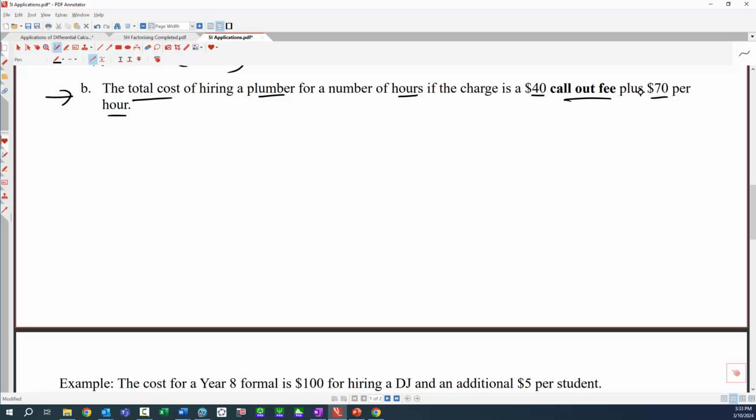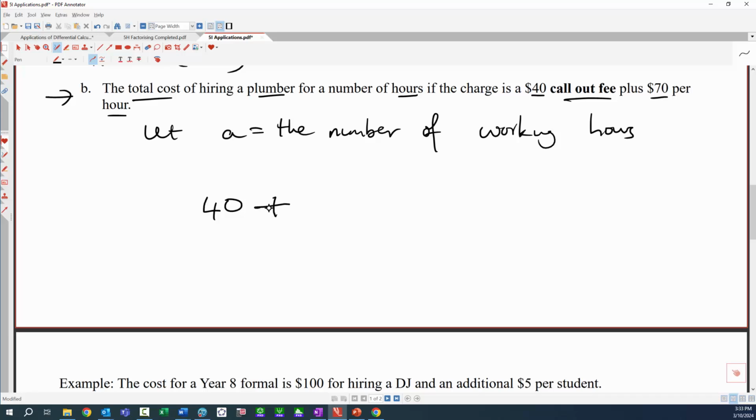Plus $70 per hour. So this is going to be the one that varies, and the thing we don't know, let A equal the number of working hours. So we don't know how long they work for. So what we're going to do is note that it's going to be a $40 call-out fee no matter what. So we're going to say that's $40 plus 70 times the number of hours they work for.